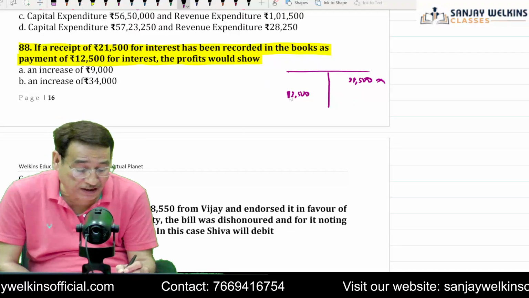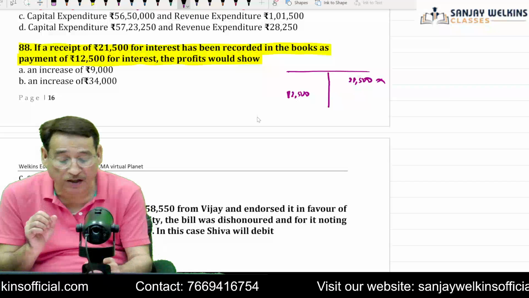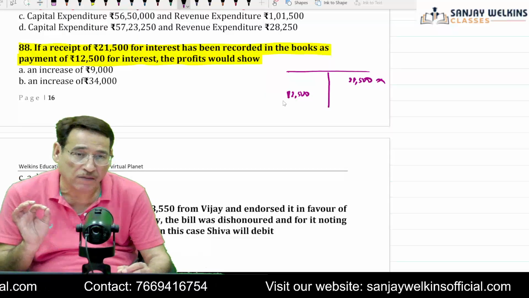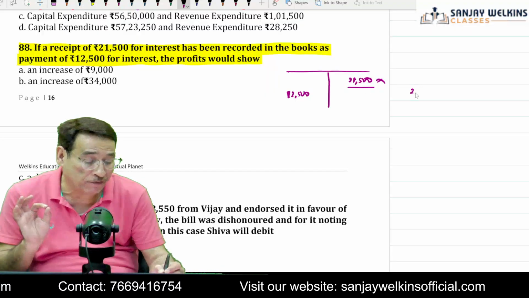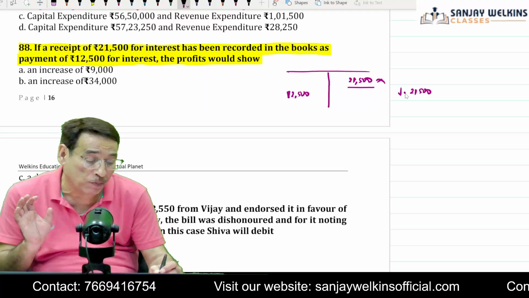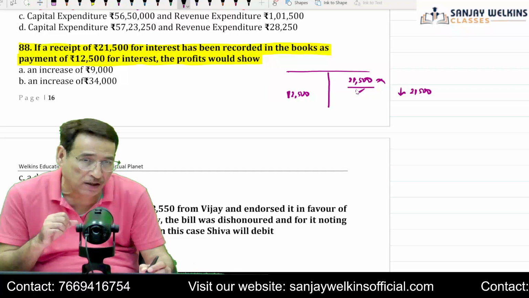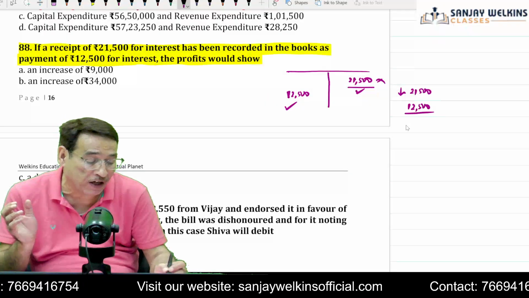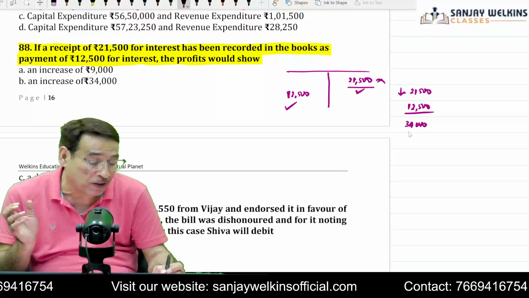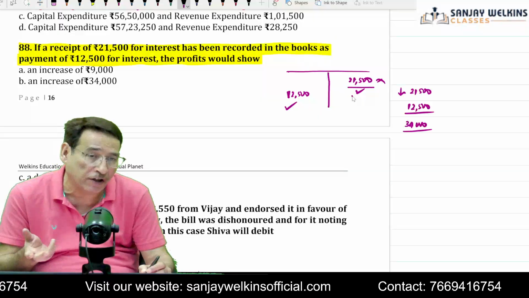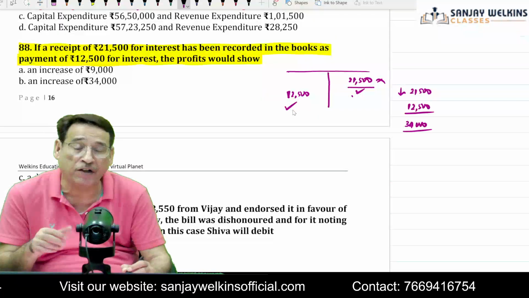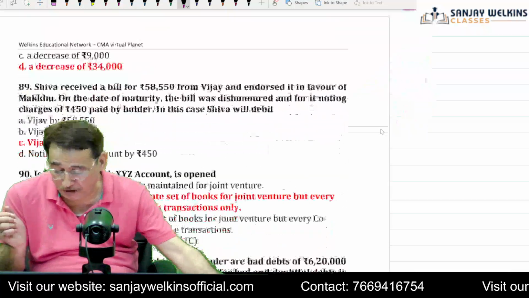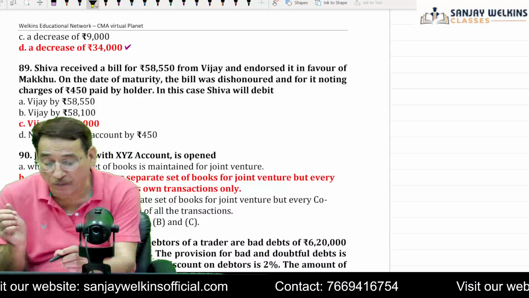So if you have reflected it as a payment of 12,500, the question is asking what is the impact on the profit because of this mistake. You did not write 21,500, so your profit got reduced by 21,500 because you forgot to write. And you unnecessarily wrote 12,500, so your profit again reduced by 12,500. So on account of this particular mistake, by not writing 21,500 on the credit side and by writing 12,500 unnecessarily on the debit side, our profits are declining by 34,000. So our correct answer will be 34,000 decline in profit.